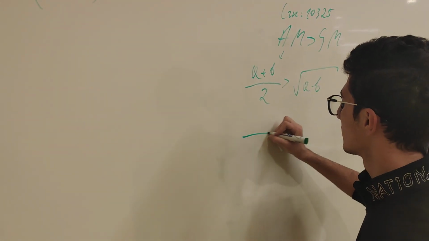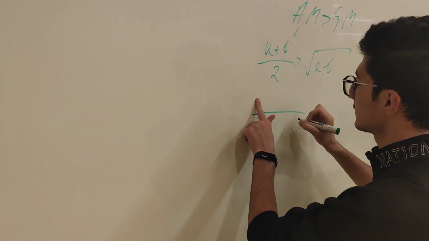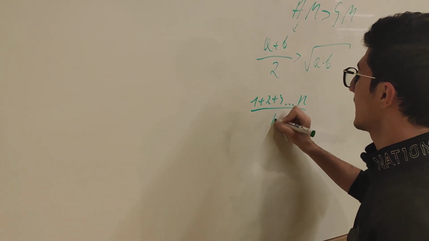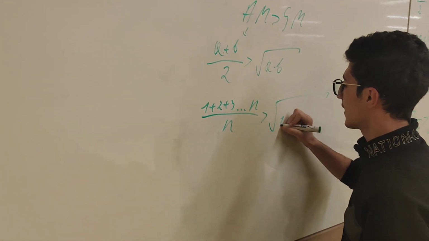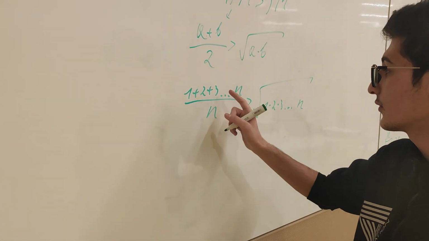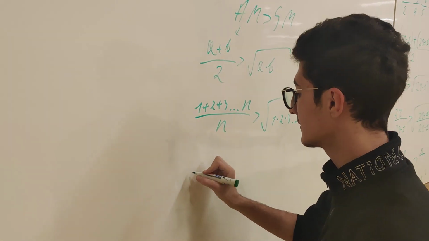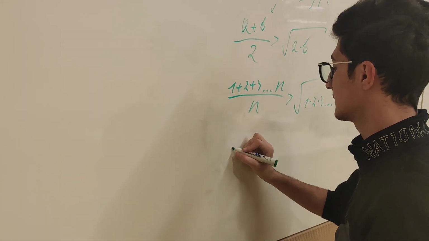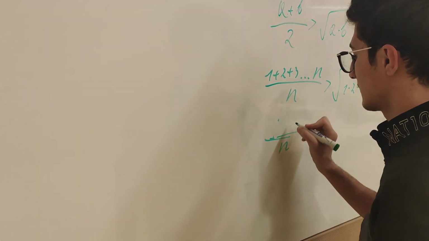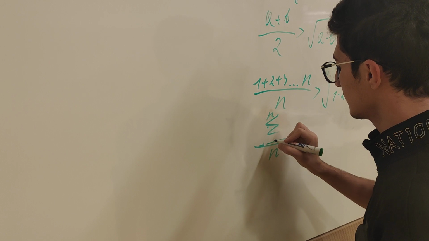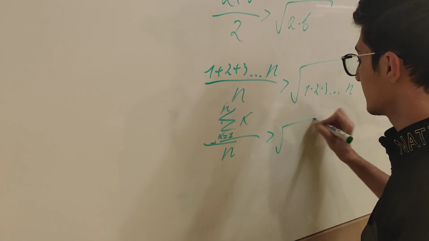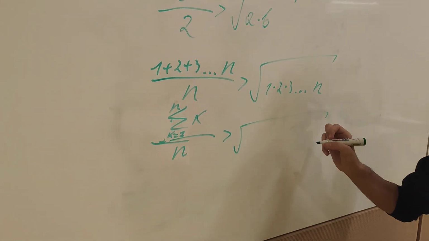How to do it? 1 plus 2 plus 3 till n, over n, is bigger than the n-th root of 1 times 2 times 3 till n. And from there it's obvious that it's the sum of numbers from 1 to n, and we use sigma notation there, sum till n, with k starting from 1, of k, is bigger than, and it's obvious that it's n factorial.